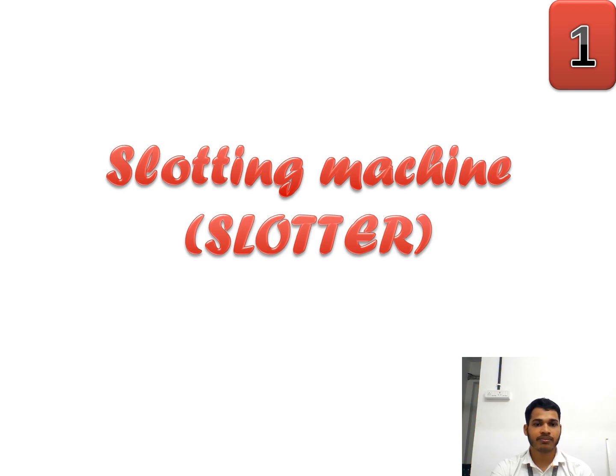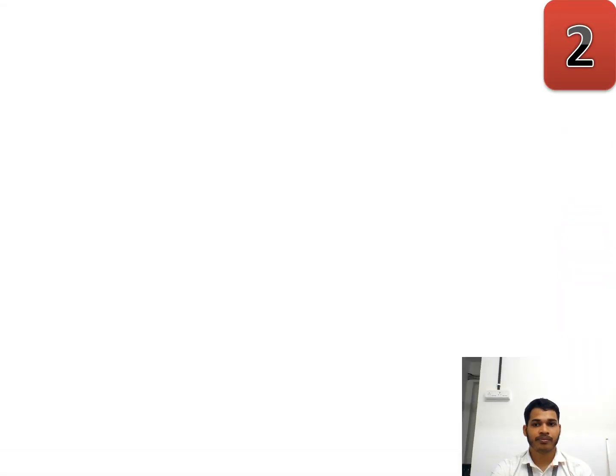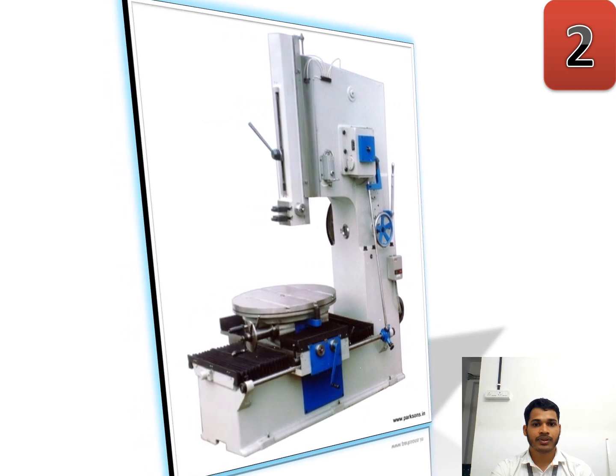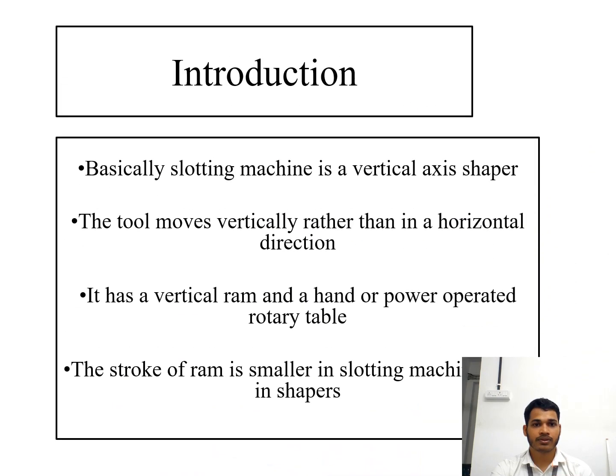Next, the slotting machine. This is the slotting introduction. Basically, a slotting machine is a vertical axis shaper, and the tool moves vertically rather than in a horizontal direction. It has a vertical ram and a hand or power operated rotary table, and the stroke of the ram is similar to that of a shaper.